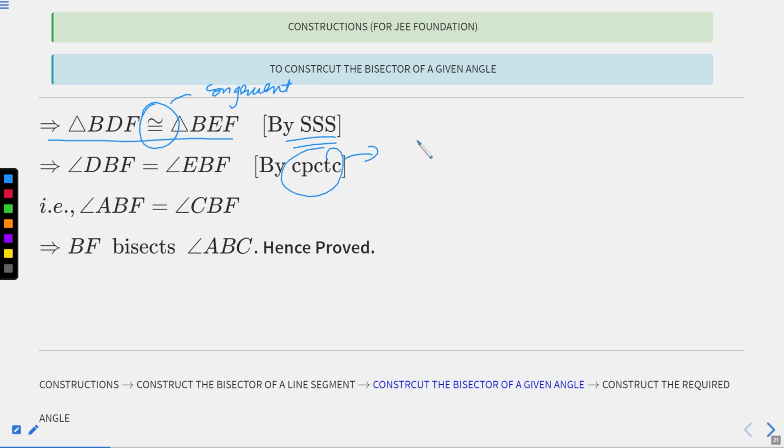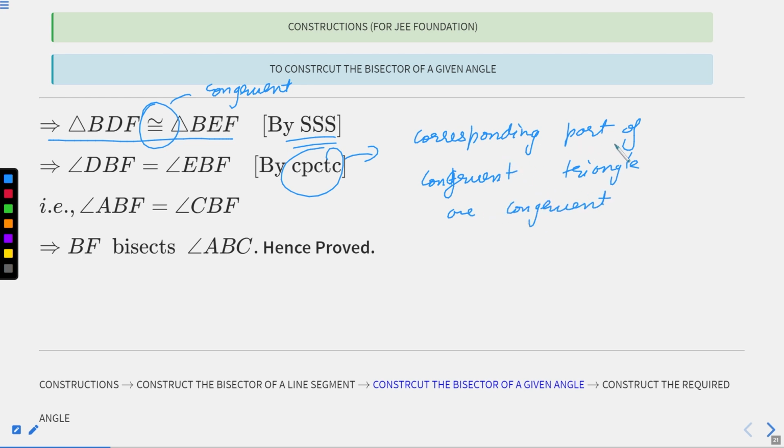So by corresponding parts of congruent triangles are congruent, CPCTC, we can say that angle ABF is equal to angle CBF. That means the ray BF bisects our angle ABC.